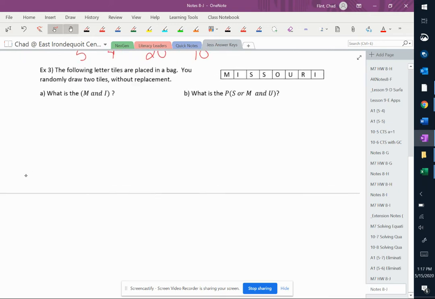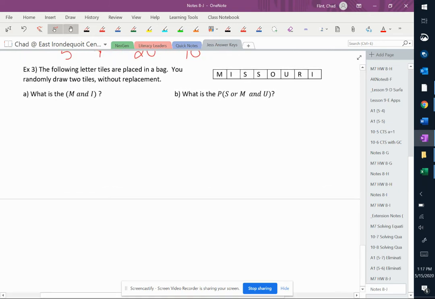So now let's see if we can get this example 3 out of the way before we run out of time. The following letters are placed in a bag. So these are like Scrabble letters. You randomly draw 2 letter tiles without replacement. So again, we are not replacing them, making this a dependent event. So what is the probability of picking an M, not replacing it, and then picking an I?